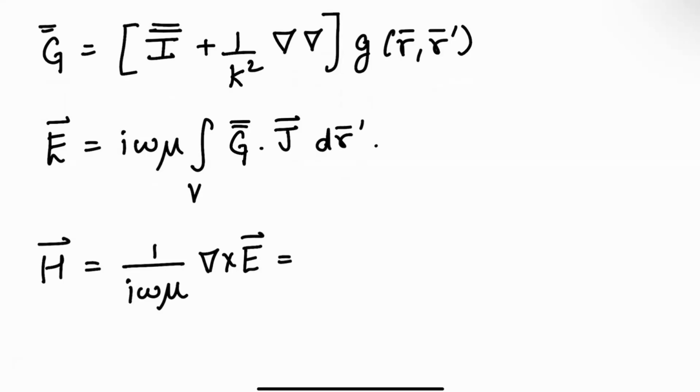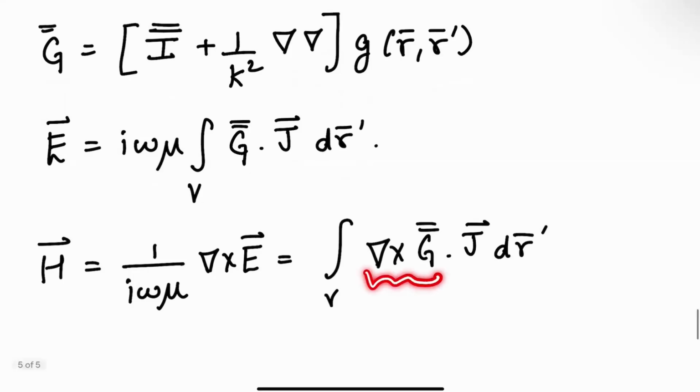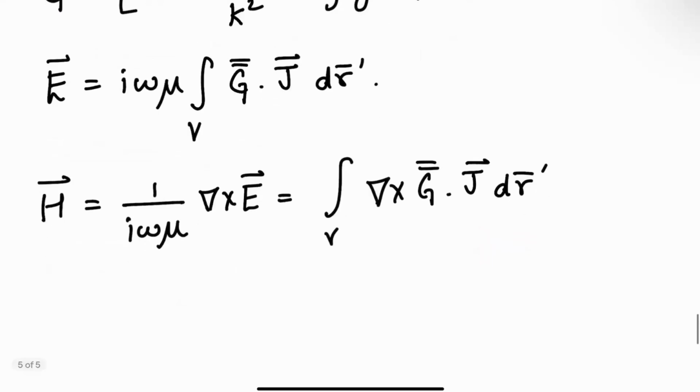And then that's nothing but volume integral curl of G dot J dr prime. And this curl operator only acts on G, doesn't have to act on J because the curl is with respect to R, whereas J is a function of R prime. Right? Maybe I should write that out explicitly. So this curl operator is with respect to R. That's what that subscript means. You have R comma R prime dot J R prime dr prime.